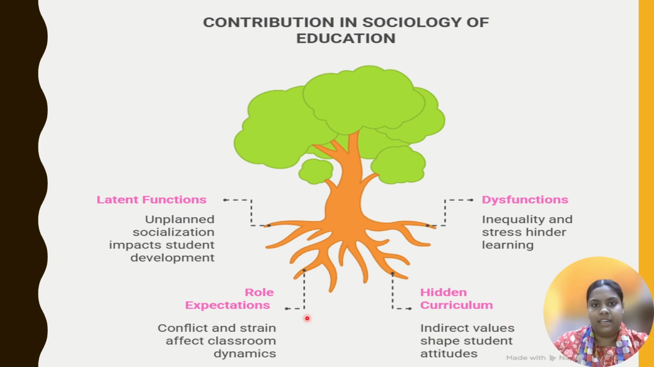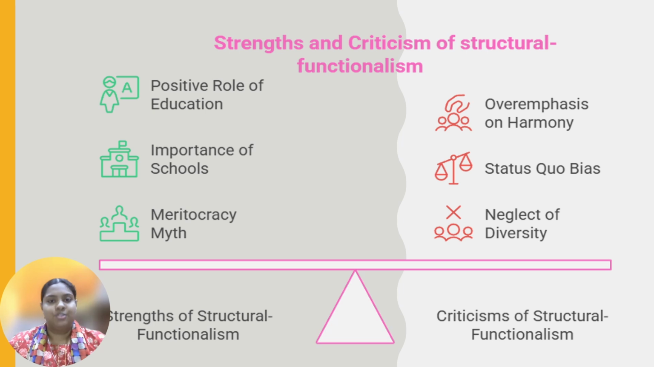Next, role expectation. Sometimes we expect a certain role from the individuals in a society, and hence the conflict and strain affect the classroom dynamics. Next, latent function. Sometimes unplanned socialization like games or group discussion impacts student development immensely. So, these were the key theorists and their theoretical perspectives related to the structural functional approach.